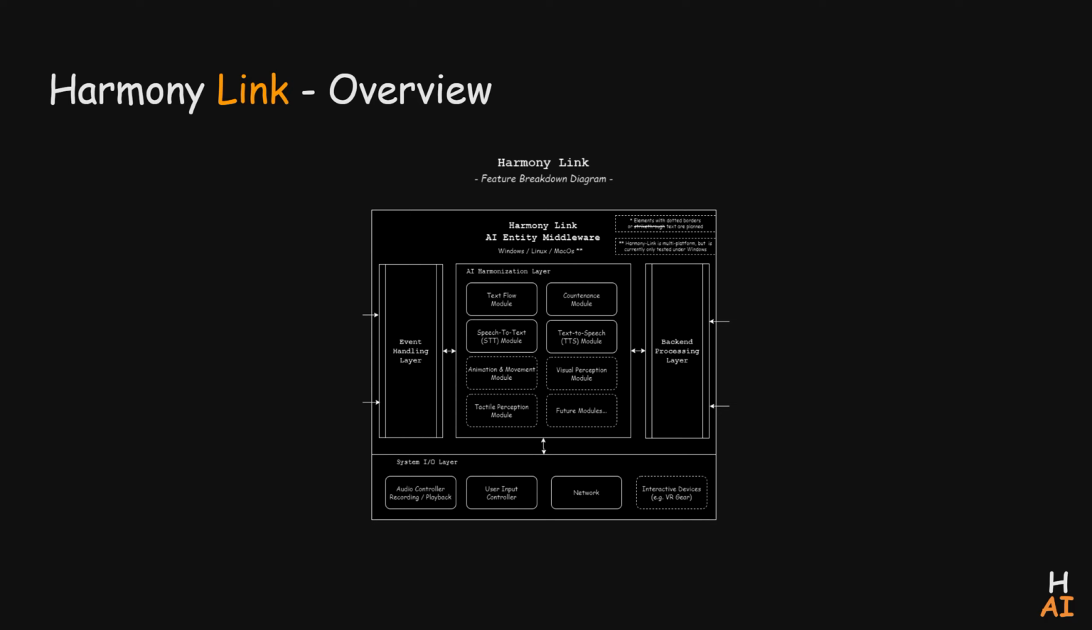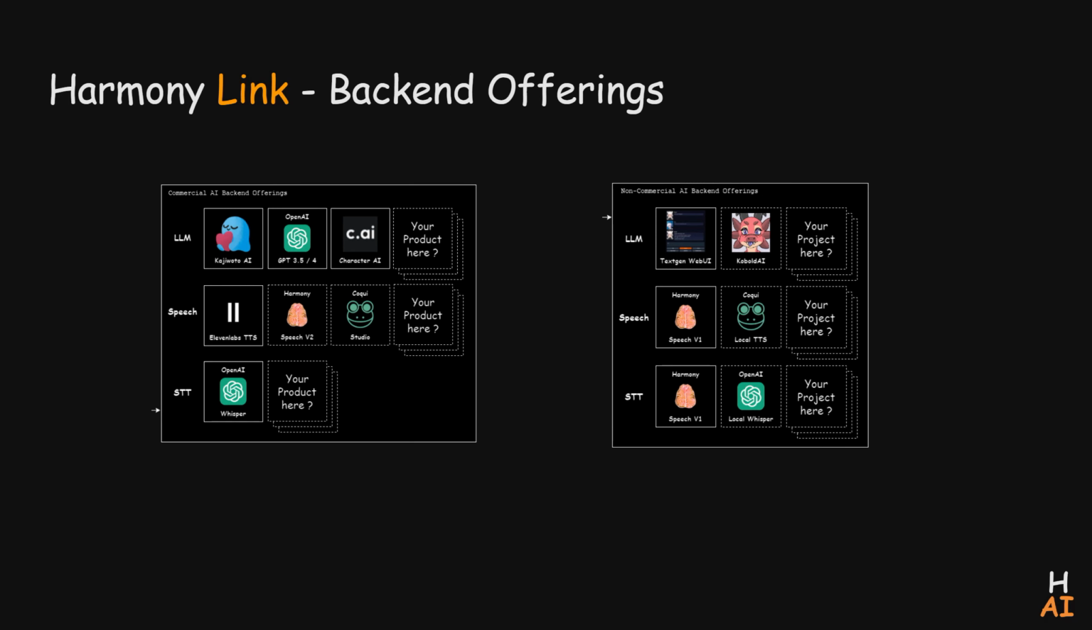You can have a look at the box in the middle of the current slide, where you can see the different modules highlighted within the so-called AI harmonization layer. Each module can be configured to choose from a variety of already available commercial and open source backend systems. For example, we have OpenAI's GPT and Character AI for the commercial large language model backends, but it's also possible to run a local instance of Oobabooga's open source text generation web UI to provide large language model features to Harmony Link. For text-to-speech, we offer our free Harmony Speech or 11 Labs text-to-speech voice backends, and for speech-to-text, we also have the option to use either Harmony Speech or OpenAI's Whisper.